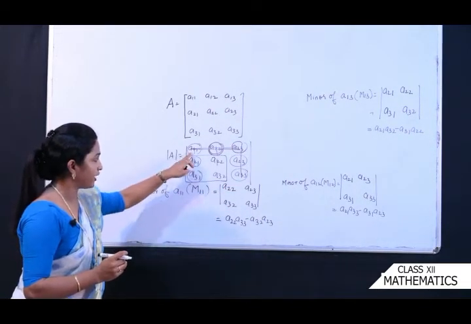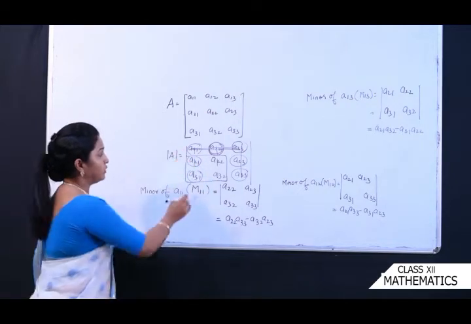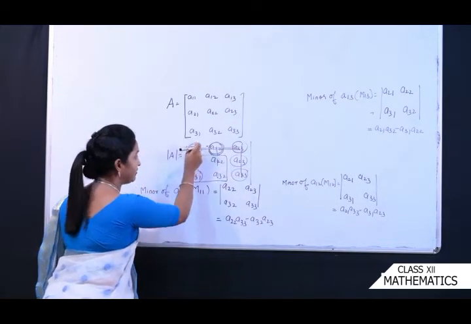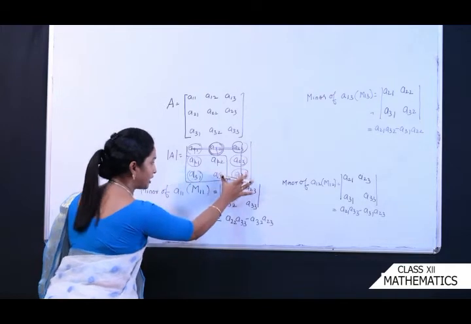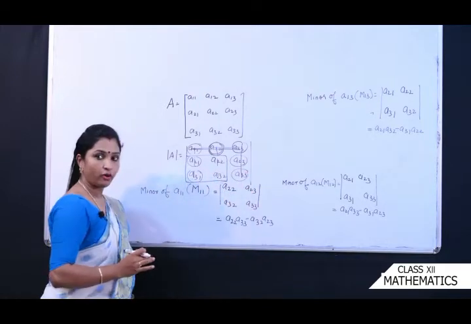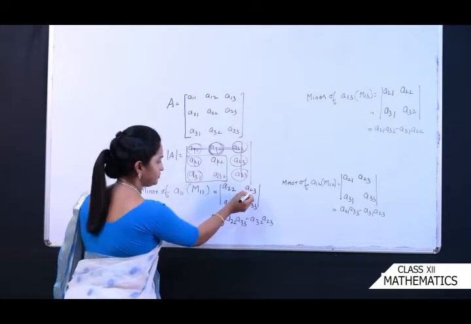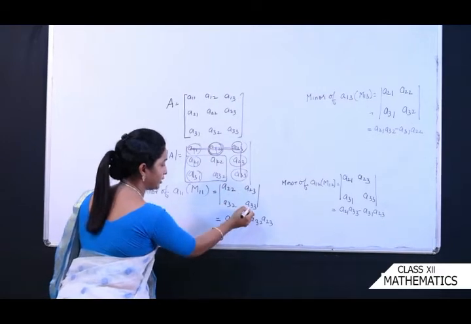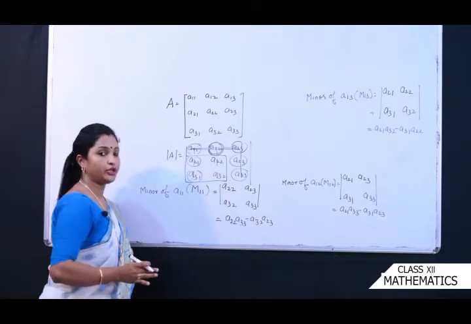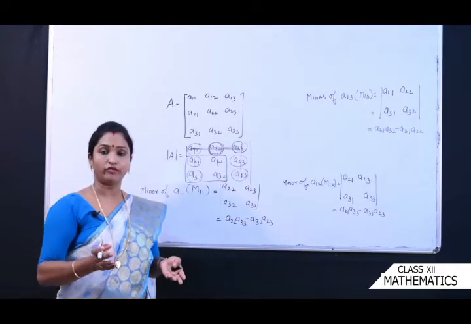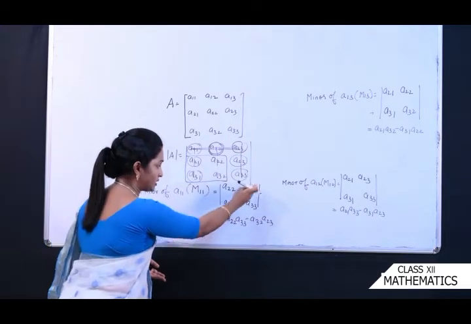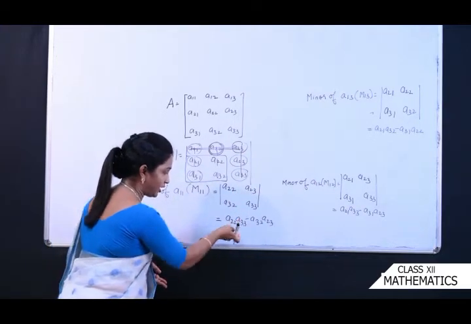Is that clear? Minor? Okay, once again I'm telling minor of A11. The first element, when you find the minor, what you will do? You will delete the row and column in which that element lies. What is left out? You will write down in determinant form. That is A22, A23, A32, A33. And I have already explained you how to find the determinant of a 2 by 2 matrix. You have to just cross multiply, put a minus sign and you will get the answer.